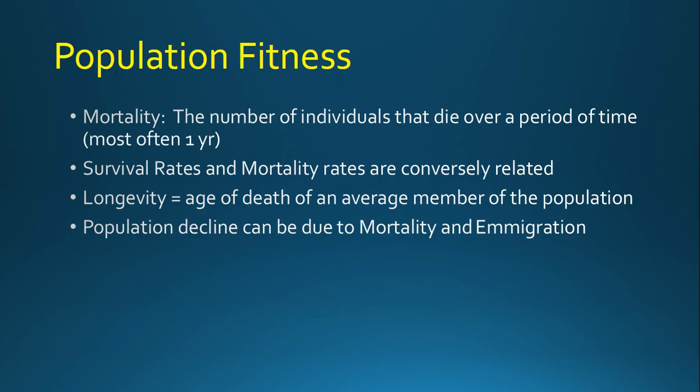Population decline can be due to both mortality and emigration, with an E. That's animals leaving that defined area that you were including for the population. And mortality is often age and sex dependent.